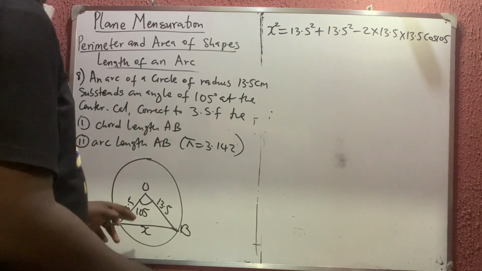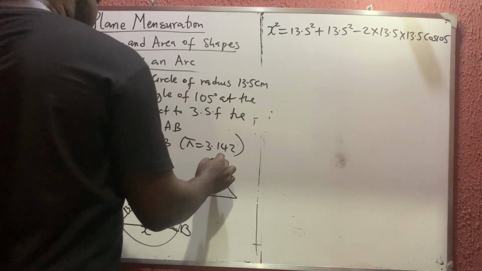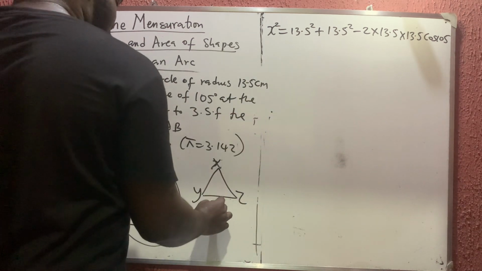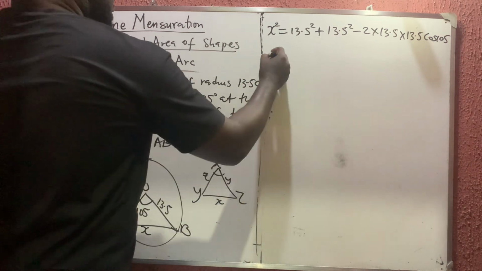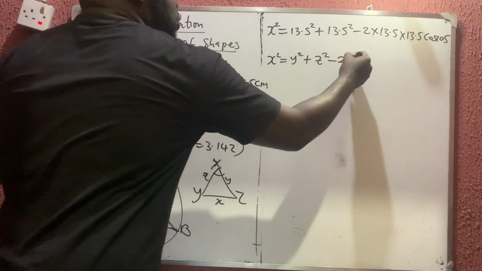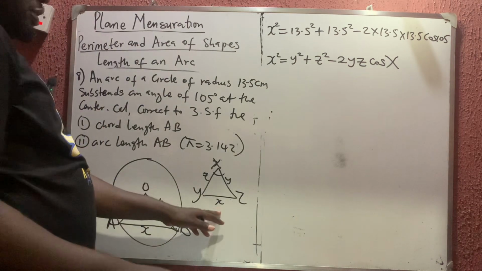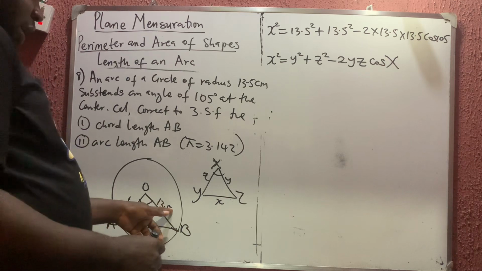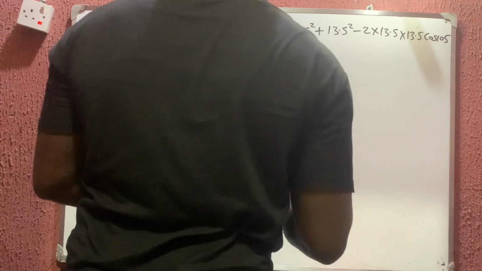If you have a triangle like this, with sides small x, small y, small z, and you are looking for small x, then x squared is y squared plus z squared minus 2 times y times z, then cos of the angle X, the angle facing the side x. That is exactly what I did here. So you can call this your x, your y, and your z, if you feel like. So let's see if we get the same answer.